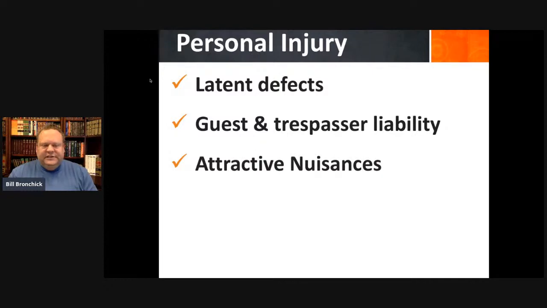Attractive nuisances. These are things that tend to attract children, and children are likely to get injured on it. And of course, the most common one is a pool. A pool is an attractive nuisance. You're required, usually by local code enforcement, to keep a certain height and quality of fence that's locked around a pool for the safety of neighbors.